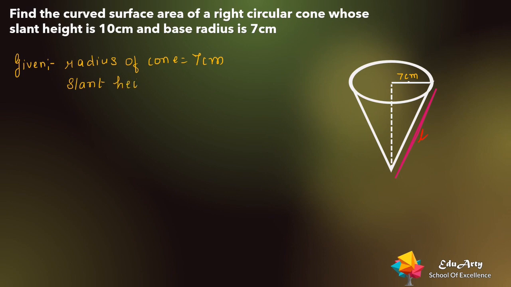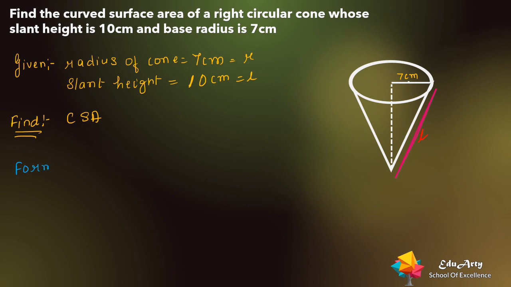Slant height is equal to 10 centimeters. I am not going to write everything in detail like this. So basically this is your R and this is your L. Correct? Now what are we supposed to find out? We are supposed to find out the CSA. Correct?